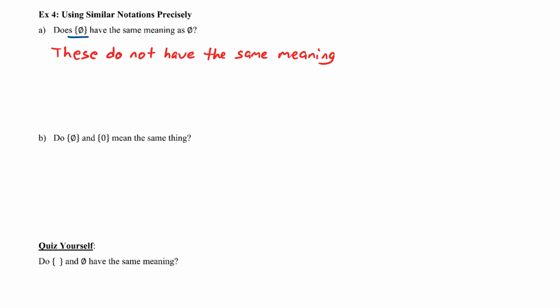Part B says, what about if you have the set containing the empty set and the set containing 0? Well, if we go back to that idea of thinking about the grocery bag, we said if we have the set with the empty set, then that means you have a plastic bag and you have another bag inside of that one that doesn't have anything in it. Whereas this notation is saying that you just have one bag that doesn't have any groceries in it. So again, these are not representing the same thing.